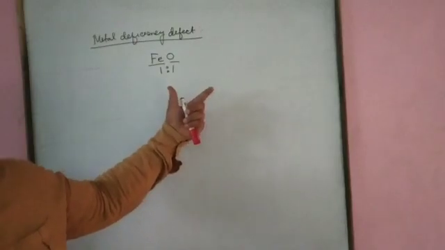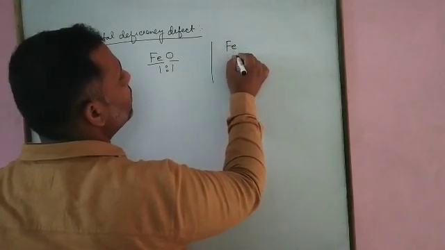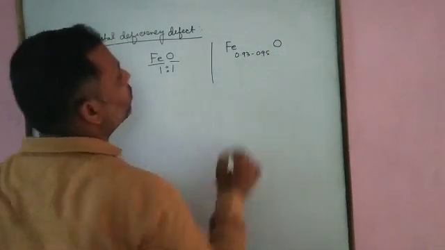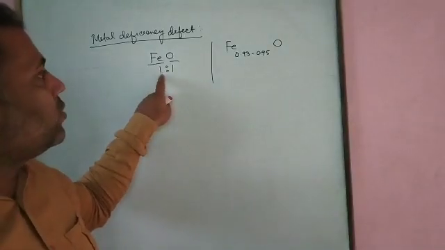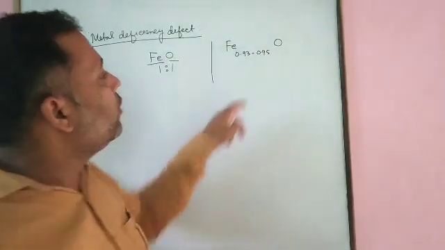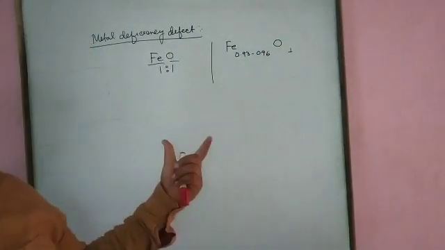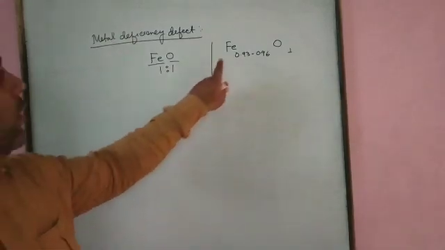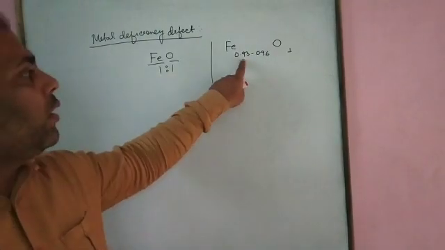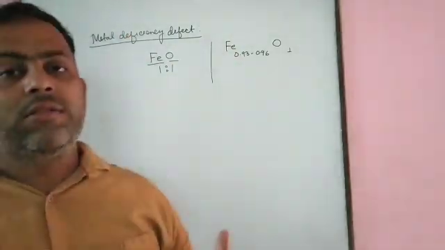But during the formation of the lattice, what did we get? We had the ratio of Fe ranging from 0.93 to 0.96 to O. It means it is not 1:1. Why is this so? We know the requirement of iron is 1, but it is lesser than 1. It means in this case, there is deficiency of metal. Let us discuss how this happens.